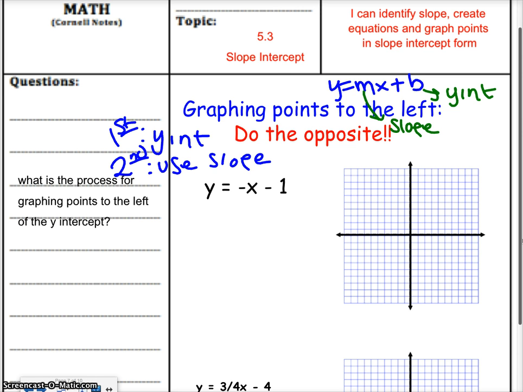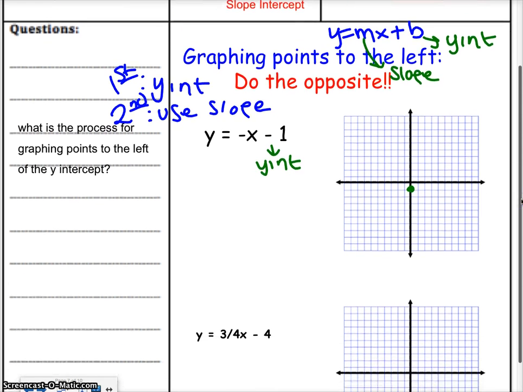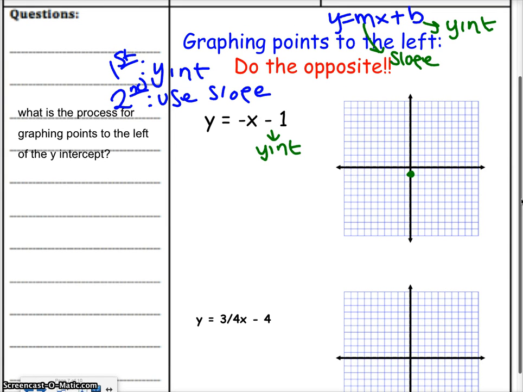Okay. So on this one, what's my y-intercept? -1. So my y-intercept is -1. That means I'm going to put a dot on -1. Now I'm going to use my slope. What's my slope? Negative. That means I better fall down, not go up. Okay? So it's -1 over 1, because you want to rise and you want to run. So my slope is -1 over 1, which means rise over run.